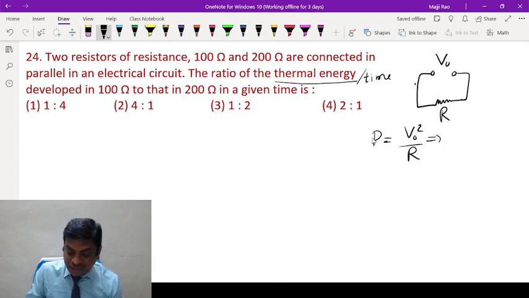As you can see, since they are connected in parallel, V remains constant because all of them are at the same potential. Accordingly, I can write P varies inversely as R.